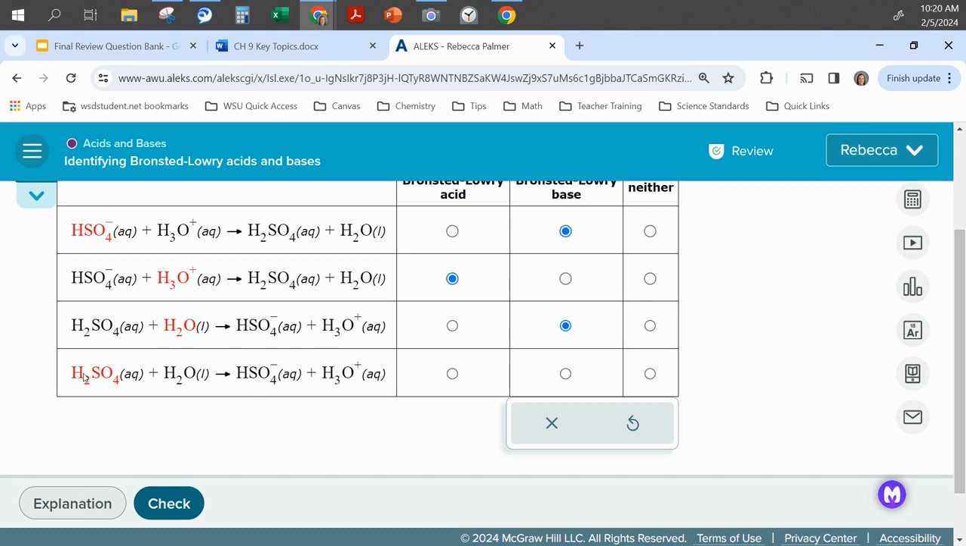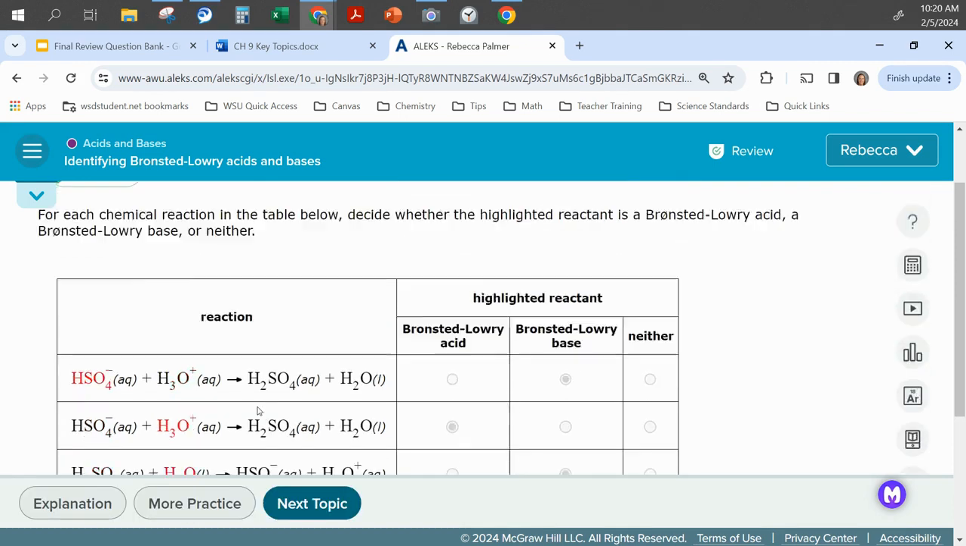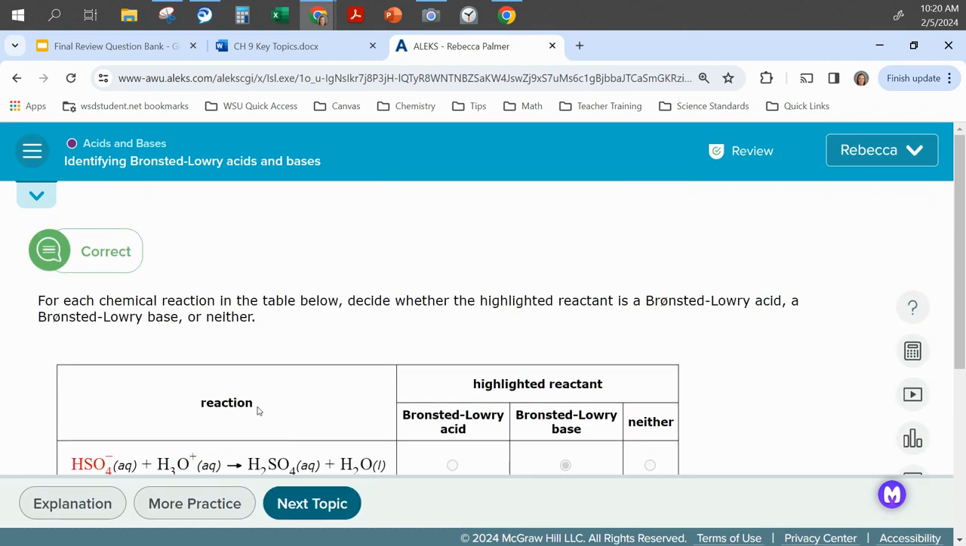Okay, this one, we started with H2. Now we just have one H. So from here to here, this is giving the H. So it's going to be the acid. Okay. You think you could do that? Yeah. Okay. That's surprisingly confusing. So make sure you practice that one.